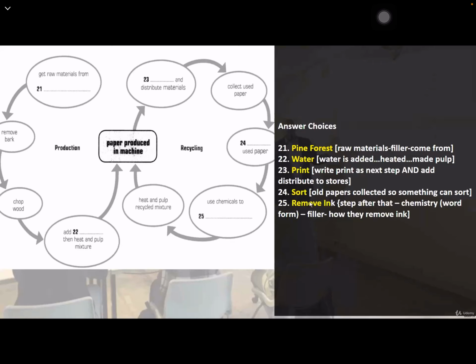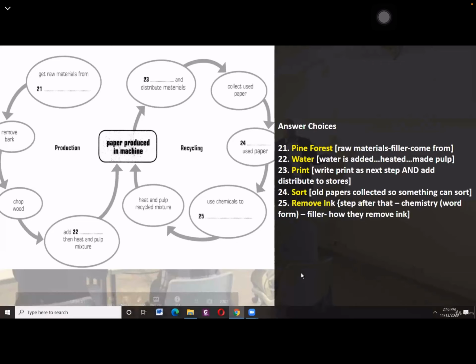All right. Number 25 is remove ink. They said the step after that, right, after the sorting, the step after that, and then they talked about chemicals and chemistry. So they played around with the word form of chemicals and chemistry. Then they had some filler, and they said this, but they're using a pronoun here. This, meaning the chemistry, is how they remove ink, right? Removing ink. And the answer is use chemicals to remove ink, right? So that's how we do the flow chart.